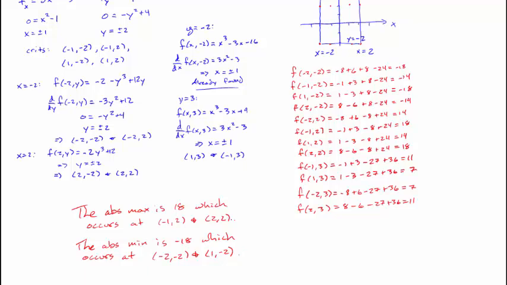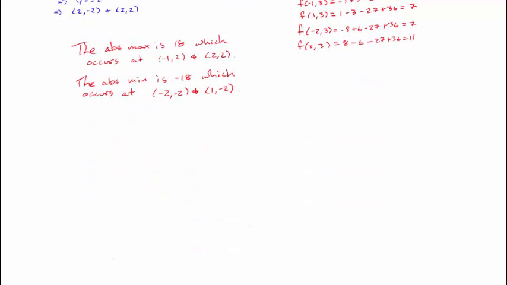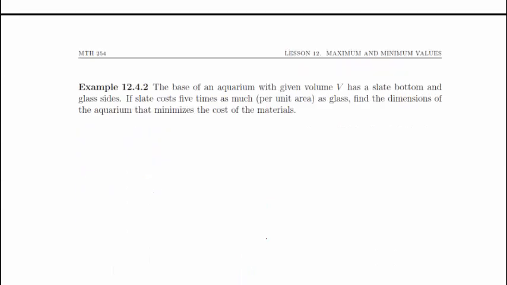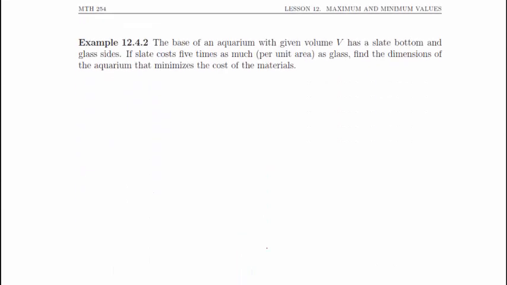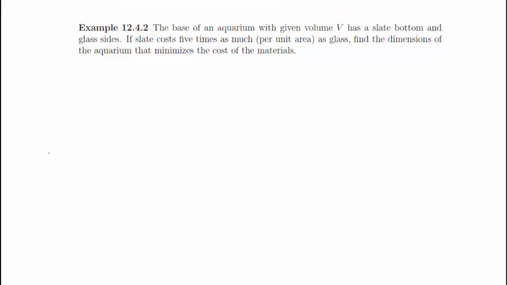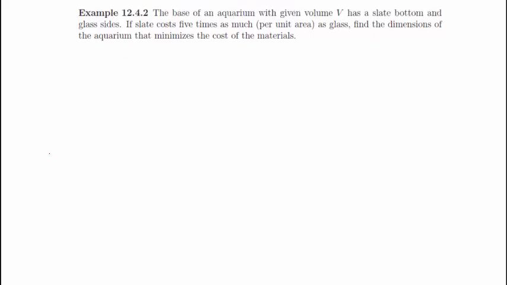All right, that's it. Okay, we've got one more problem. We actually want to bring this to a story problem. Example 12.4.2. Let's go through this, and then this is the end of the lesson for the day. Example 12.4.2. The base of an aquarium with given volume V has a slate bottom and glass sides. If slate costs 5 times as much per unit area as glass, find the dimensions of the aquarium that minimizes the cost of the materials.